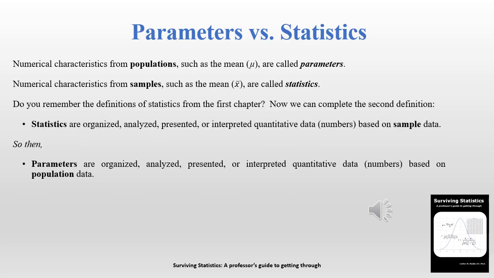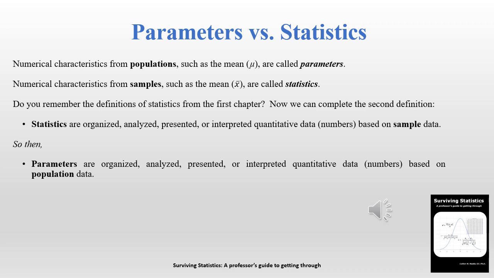Well, we talked about some symbols. Now let's talk about a couple of more vocabulary words. It's important that we also understand the difference between a parameter and a statistic. Now remember, way back with lesson 1, we talked about two different definitions of statistics, and we'll get into one of those definitions now. So numerical characteristics from populations, such as the mu, such as the population mean, we call those parameters. Statistics are numerical characteristics that are derived from samples. So x bar would be a statistic and mu would be a parameter.